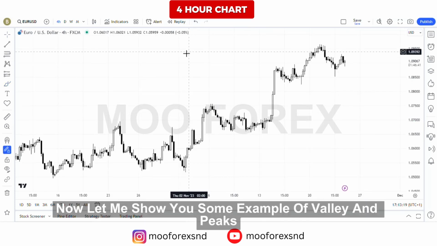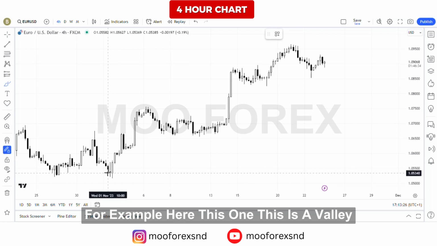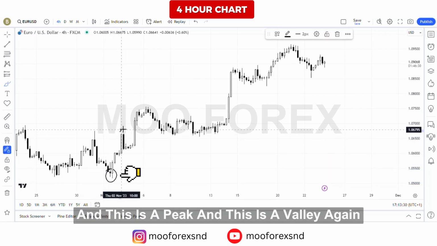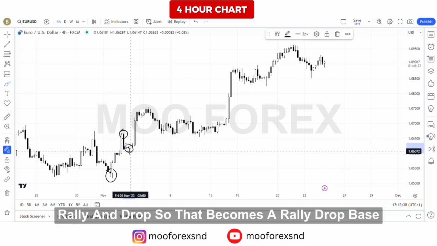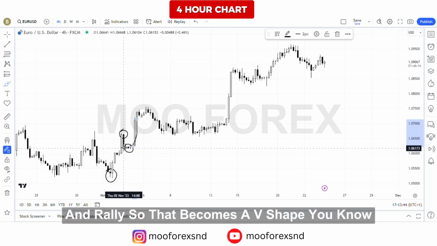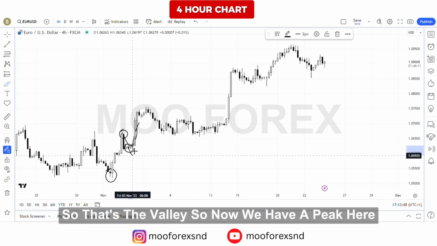Now let me show you some examples of belly and peaks. Okay, for example, here, this is a belly, and this is a peak, and this is a belly again. As you can see, rally and drop. Okay, rally and drop, so that becomes a rally, drop, base, and rally, so that becomes a kind of B shape. It's a belly. Okay, so that's the belly.